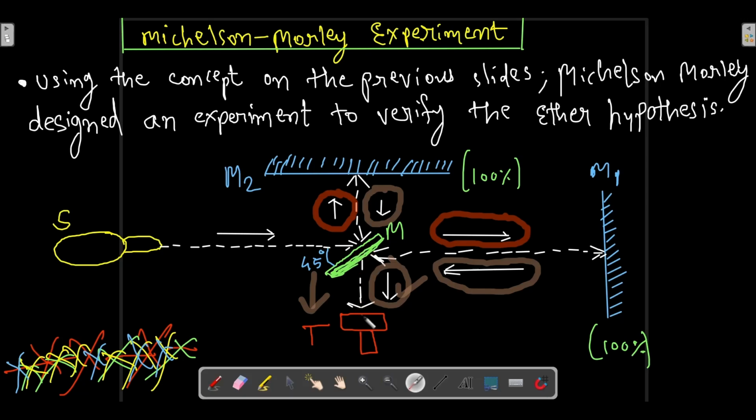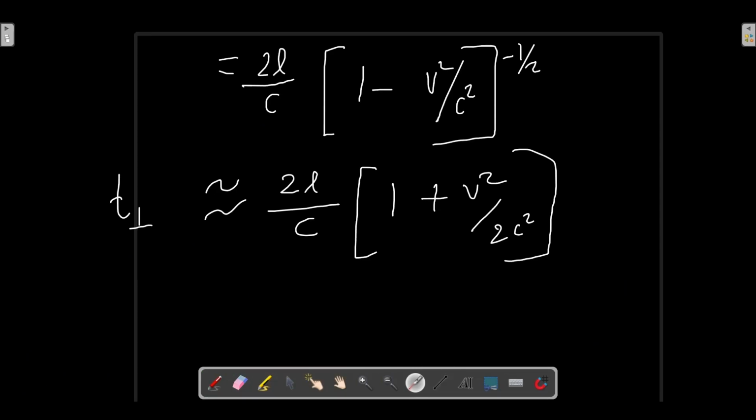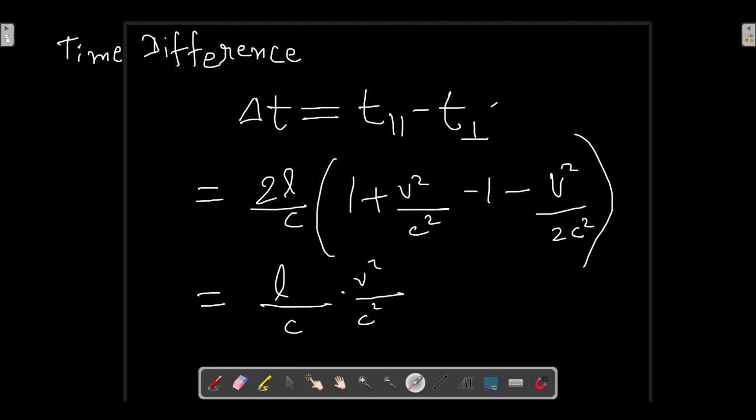This time will be common for t parallel as well as t perpendicular. So we ignore this time and the time difference will clearly be t parallel minus t perpendicular. By common sense you can see this. So the time difference delta t is equal to t parallel minus t perpendicular.